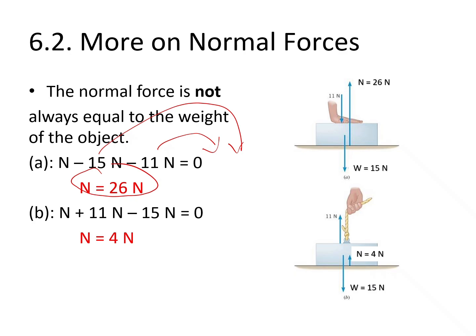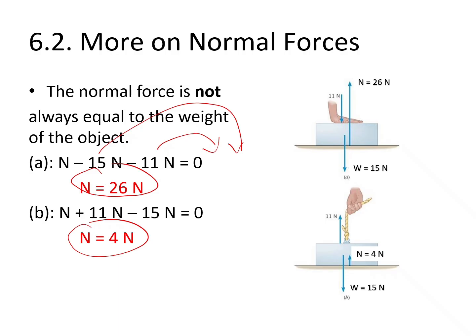Now let's look at case B. The 11 newton force pulls upward on the object. Now the surface does not need to push as hard because part of the weight is already being balanced by the upward applied force. The vertical force is N plus 11 newtons minus 15 newtons. Now solving for N, we can find the normal force is now 4 newtons.